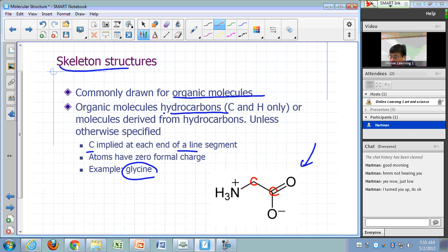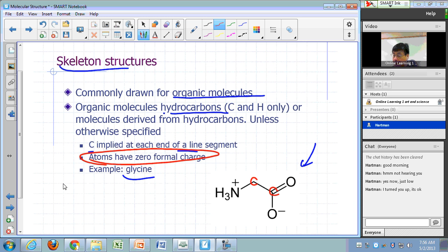Okay, now at this end of the line segment, you have the symbol for oxygen drawn, so that means that's not a carbon atom, that's an oxygen atom there. And so those are the implied carbon atoms in this skeleton structure. Now, atoms in a skeleton structure are assumed to have a zero formal charge unless otherwise indicated.